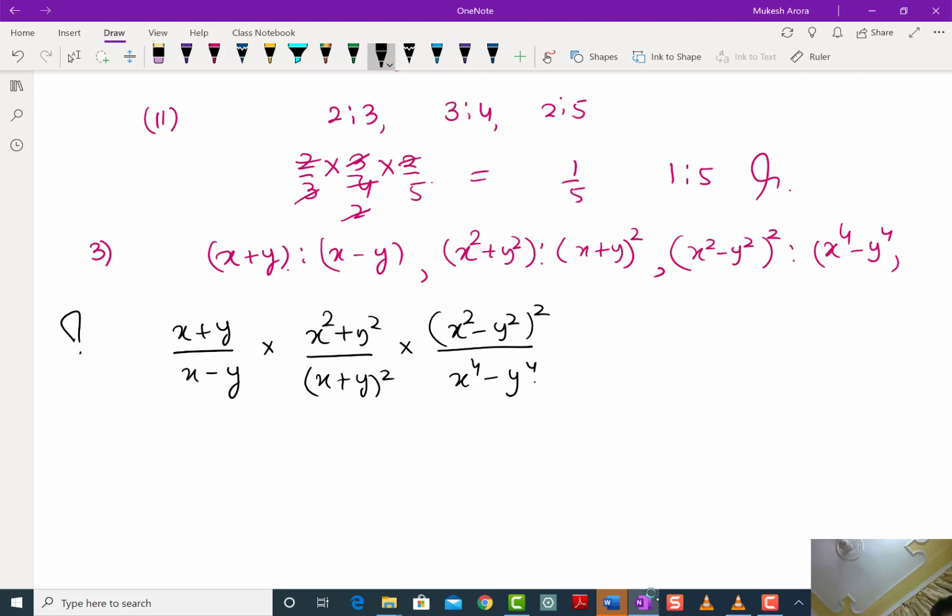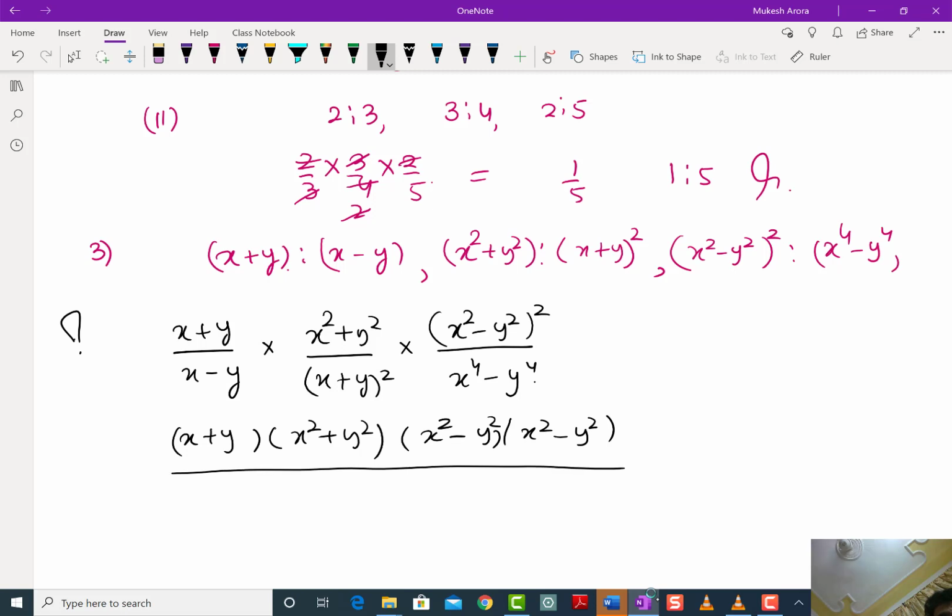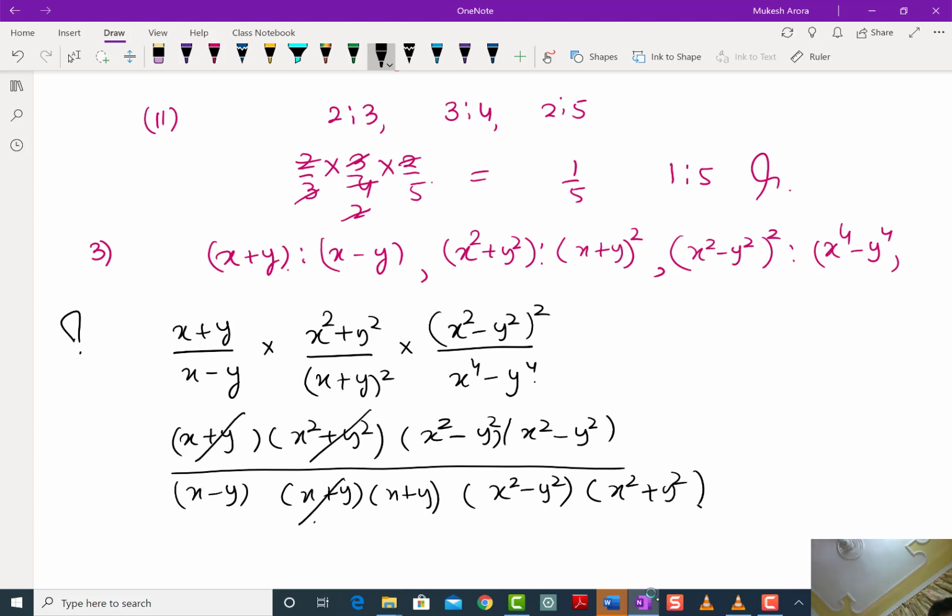Straightaway nothing is cancelled, so we have to factorize x plus y, x square plus y square. This will be x square minus y square into x square minus y square twice. This will be x minus y, this will be x plus y, and this will be x square minus y square, x square plus y square. So this is cancelled with this, this is cancelled with this, this is cancelled with this.